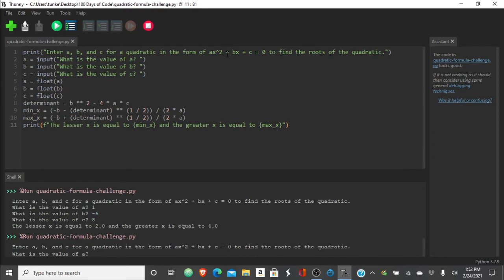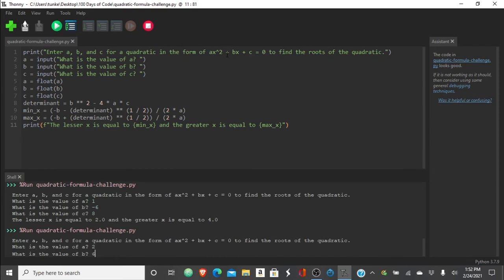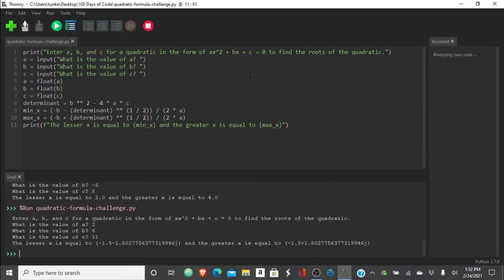All right, so let's do 2, 6, and say 11. Now we're coming up with the lesser x is equal to negative 1.5 minus 1.802, and so on, and you see a j. That means we got a negative number under the square root sign. And the greater x is equal to negative 1.5 plus 1.80, and so on, and then we get another j, which means it's an imaginary number. So we have complex roots. When we have complex roots, it does calculate it, but it doesn't look that nice.